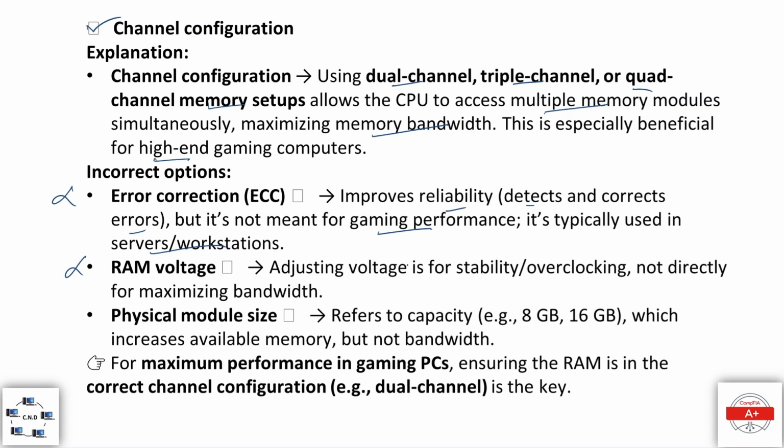RAM voltage is adjusting the voltage. Adjusting voltage is for stability and overclocking, not directly for maximizing bandwidth. Physical module size refers to capacity, for example 8 GB or 16 GB, which increases available memory but not bandwidth. So for maximum performance in gaming PCs, ensuring the RAM is in the correct channel configuration, for example dual channel, is the key.